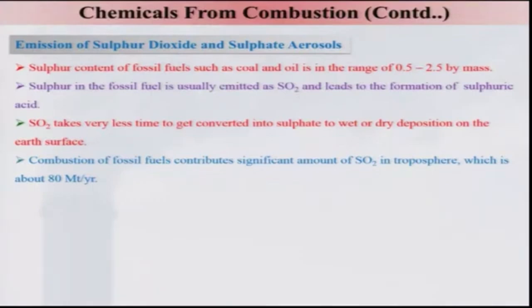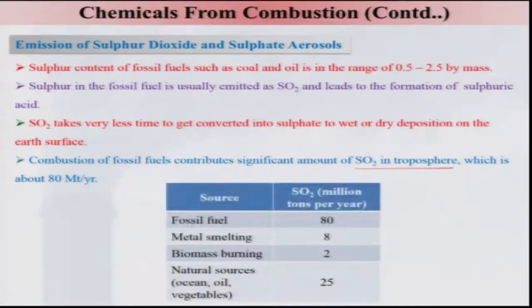Combustion of fossil fuels contributes a significant amount of sulfur dioxide in the troposphere, which is about 80 megatons per year, as people have estimated. If you look at the sources of sulfur dioxide, fossil fuel is basically 80 megatons per year, and metal smelting gives 8 million tons per year. Of course, biomass burning causes 2 million tons per year across the globe. Besides this, oil, vegetation, and even the ocean to some extent give around 25 million tons per year. Therefore, combustion is really a major source of SOx emission in the atmosphere, and that is a great concern which needs to be abated.